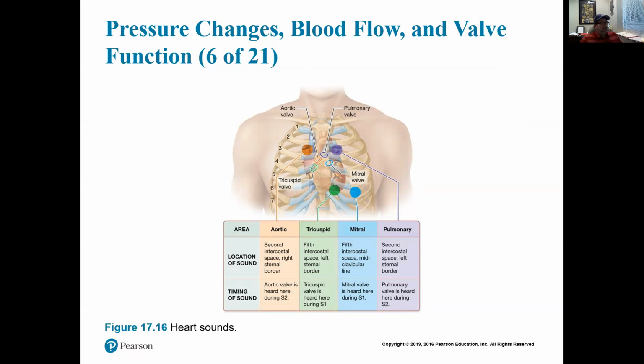So here's something kind of cool. You can listen here for the aortic valve, the aortic semilunar, here for the tricuspid, here for the bicuspid mitral valve, and here on the back for the pulmonary valve. We've all been to the doctor, and they take the stethoscope and listen to your heart and your lungs. A good doctor can learn a lot with just listening to the heart. Where they put the stethoscope can tell us what valve they're listening to.